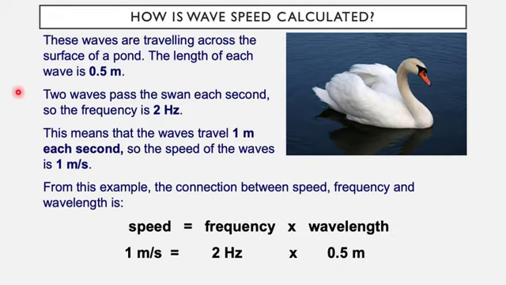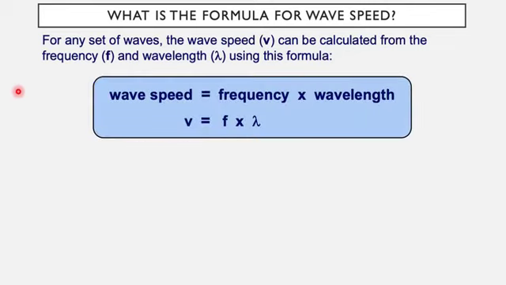So speed equals frequency times wavelength. This is what we've come up with: the speed is 1 meter per second, because we have 2 waves passing every second, and each wave is 0.5 meters. So we have come up with our little equation that speed equals frequency times wavelength. And this is what our equation is.